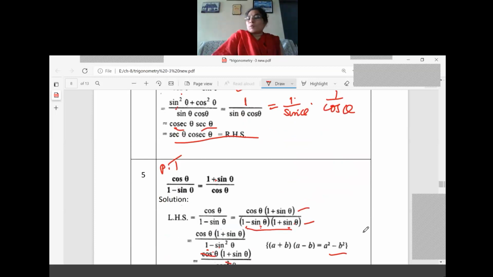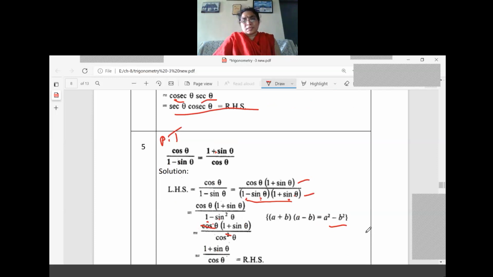The denominator is 1 minus sine, but in the numerator you are getting 1 plus sine. So you remember our rationalize the denominator chapter. That concept we have used here. Cos theta by 1 minus sine theta. What we have done is multiply by 1 plus sine theta by 1 plus sine theta. So the numerator 1 plus sine theta we have somehow got. Now the extra things should be eliminated.